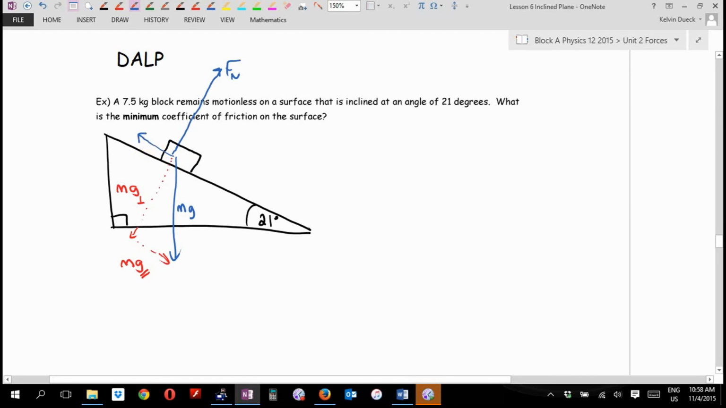Why did I draw friction exactly that long, by the way? I'm pretty sure it's a tie. It's going to be the same as mg parallel. I may as well make my picture look nice. Friction. Who's winning? It's a tie.